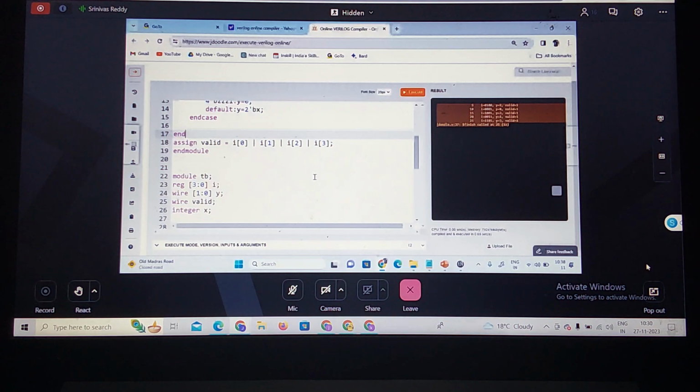Can you write a decoder using case statements? A 4x2 decoder. Sorry, a 2x4 decoder. Decoder is the opposite of your encoder. Encoder does data compression, decoder does data decompression, which is a data expansion operation. Can you write a program for a 2:4 decoder using case statements?